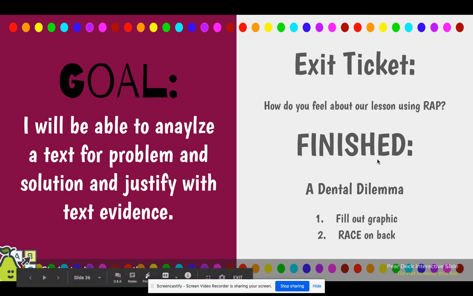So what you're going to do is you're going to do a passage called A Dental Dilemma, okay? You're going to fill out the graphic organizer on there, and then you're going to put it into, I know that says RACE, but it's going to be RAP. You're going to put it into RAP over there on the side. It looks exactly like the other two passages we have done.